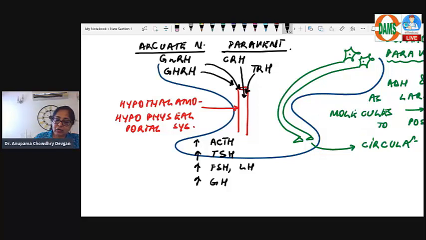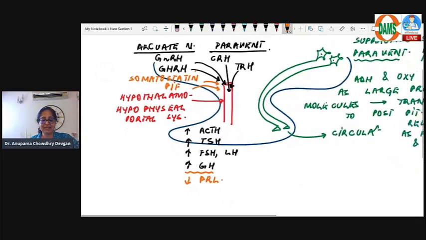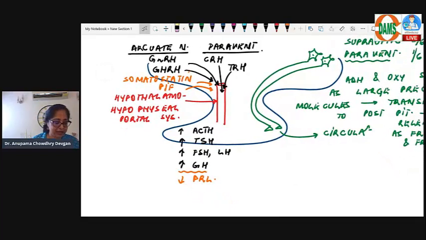Two inhibiting hormones are secreted by the arcuate nucleus. One is somatostatin, which decreases growth hormone secretion. And number four is prolactin inhibiting factor, which reduces the secretion of prolactin. This is the complete endocrine function of the hypothalamus.